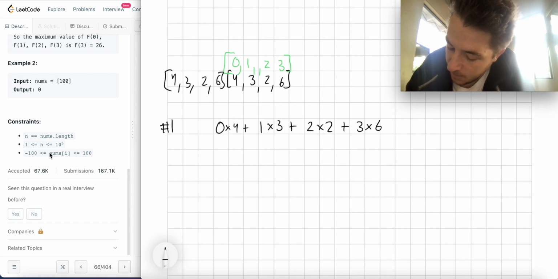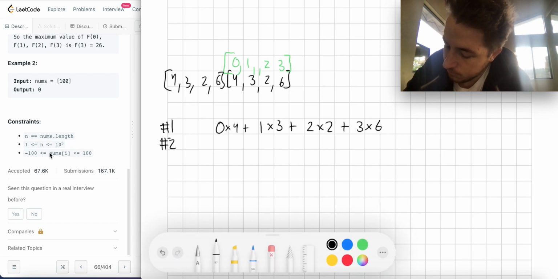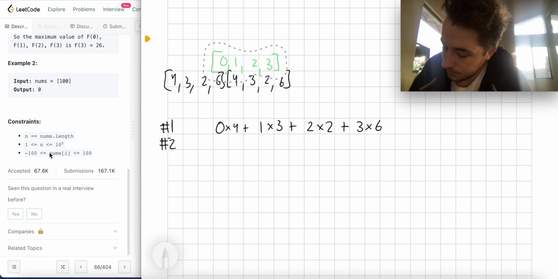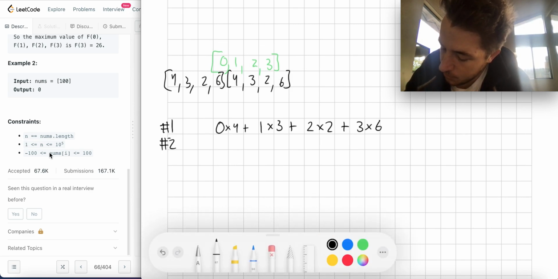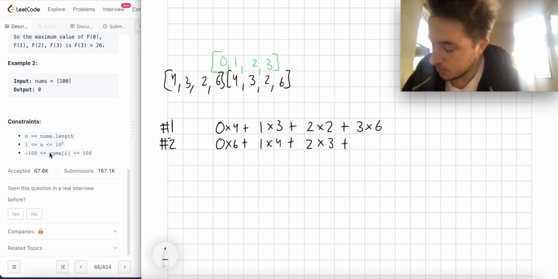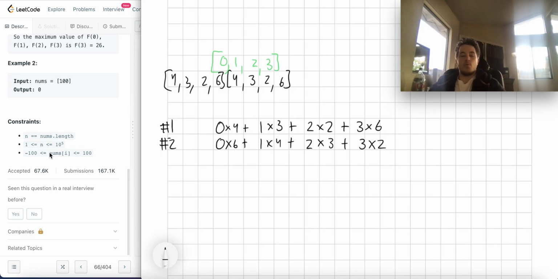Now let's look at our second one. What would our second one be? Well, we would shift over, 0, 1, 2, and 3, right? And we do 0 times 6 plus 1 times 4 plus 2 times 3 plus 3 times 2. So when we compare both of these, what kind of assertion can we make?